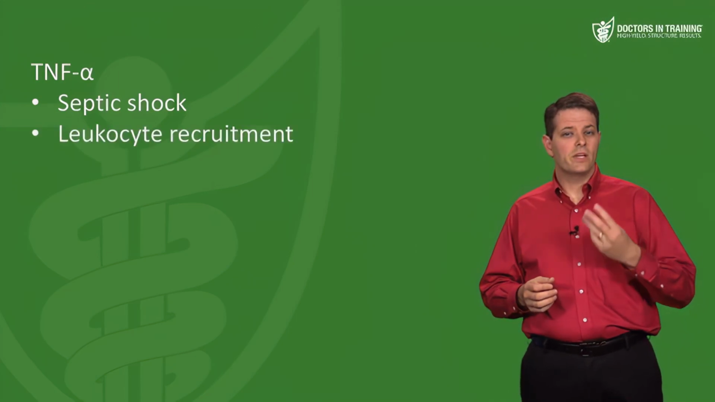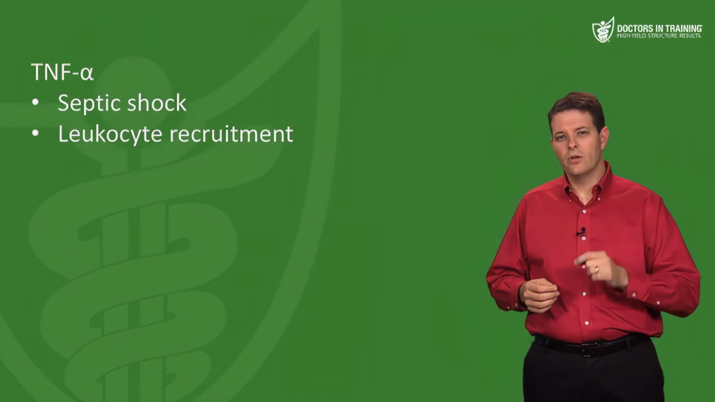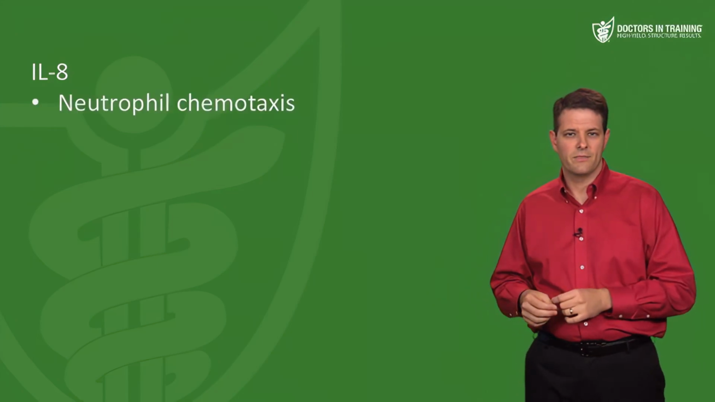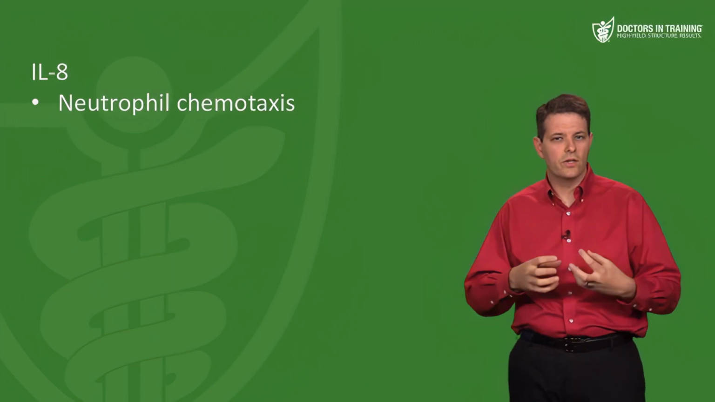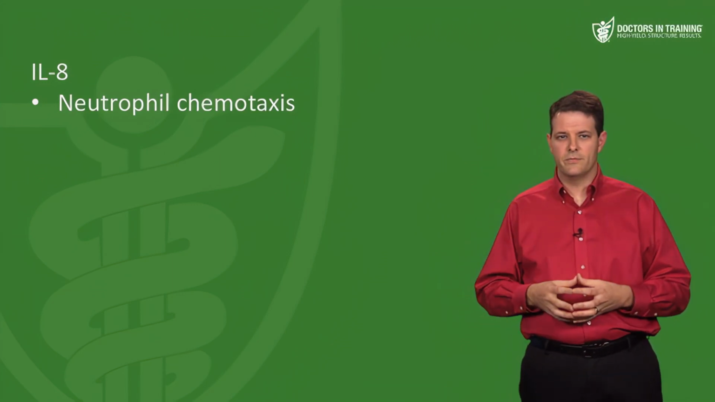And besides those three acute phase reactants, another interleukin produced by macrophages is IL-8. And I want you to know that IL-8 is involved in neutrophil chemotaxis. So it's a major chemotactic factor for neutrophils that draws neutrophils to the site of inflammation.